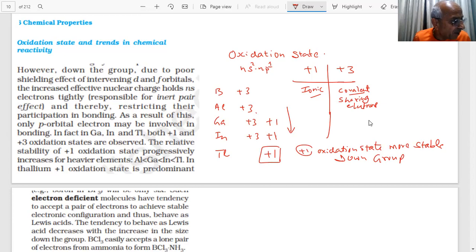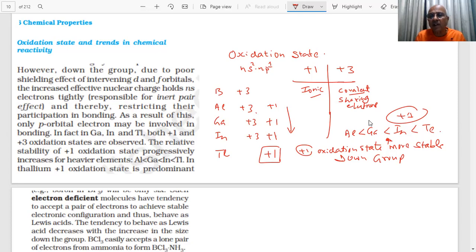So the stability of the +1 oxidation state increases. Here also you have +1, but the stability increases in this order: aluminium is less than gallium, less than indium, less than thallium. This is the stability of the +1 oxidation state. What is the reason for this, student? The question has been asked. What is the reason that as you go down the group, the +1 oxidation state becomes more important?